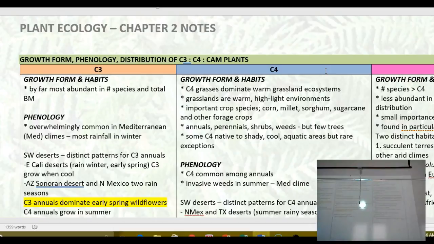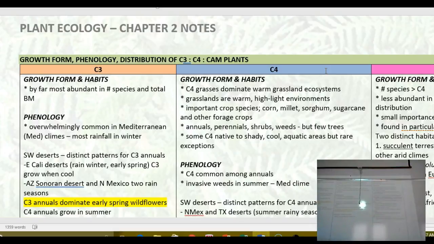So looking at growth form and habits, C4, looking in the middle column here, grasslands are a warm, high light environment. We already know about light compensation points and CO2 net exchange. Okay, so how does a plant adapt to that? And what can we know about how it modifies its photosynthetic apparatus to maximize photosynthesis without damage or loss? Okay. There are important crop species found in this: corn, millet, sorghum, sugarcane, and other forage crops, barley, oats, those kinds of things.